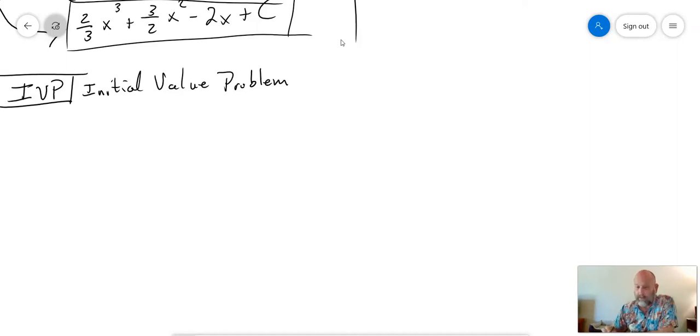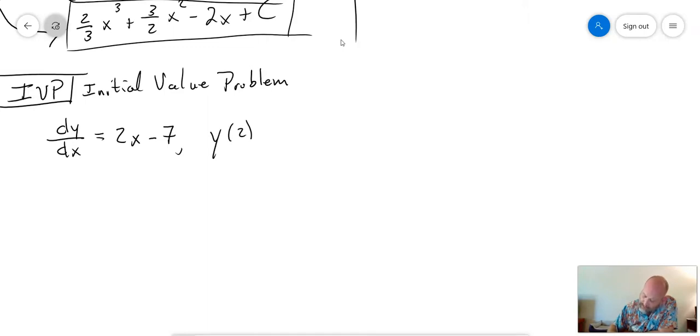Okay, so an initial value problem. It might look like this. Technically, what these are called when they're presented to you in this form is a differential equation. It really is just a derivative at this point, but we'll be told something like this: dy dx, right? So that's a first derivative with respect to x. It's the same thing as y prime is equal to 2x minus 7, and then we're given an initial value. The initial value tells us that y of 2 is equal to 0.